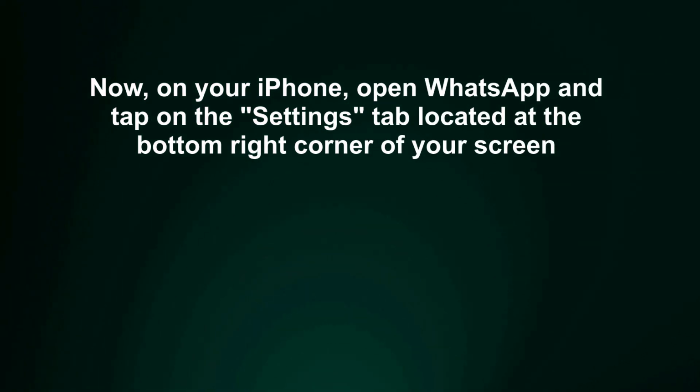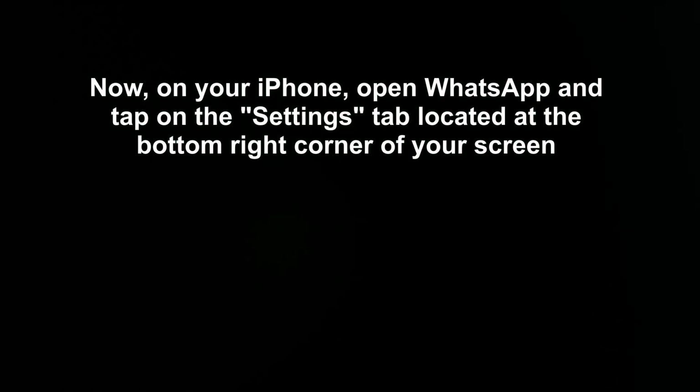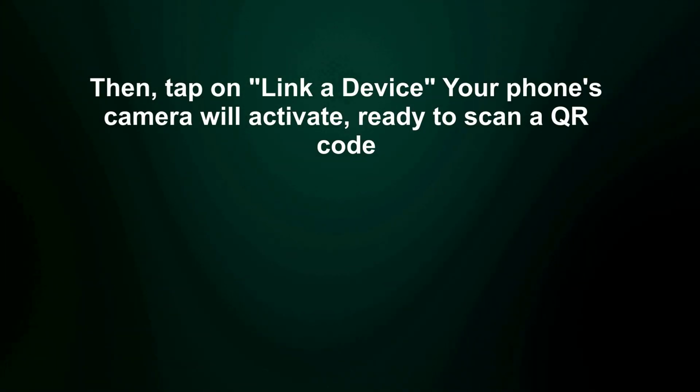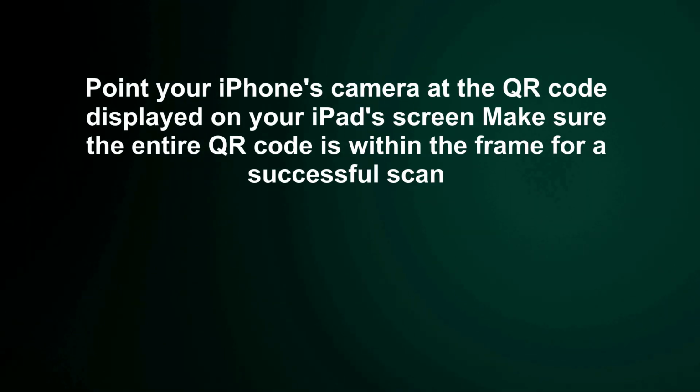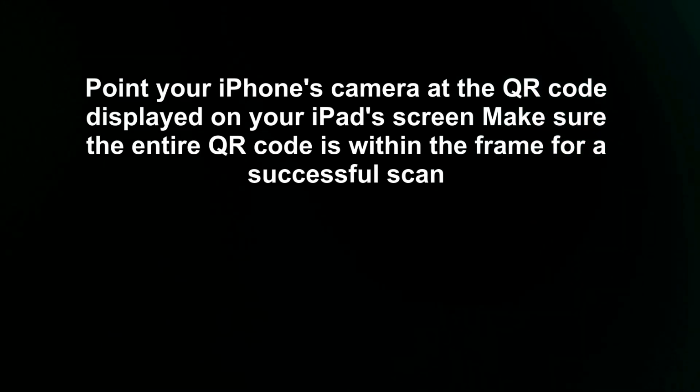Now, on your iPhone, open WhatsApp and tap on the Settings tab located at the bottom right corner of your screen. Within the Settings menu, select Link Devices. Then, tap on Link a device. Your phone's camera will activate, ready to scan a QR code. Point your iPhone's camera at the QR code displayed on your iPad screen. Make sure the entire QR code is within the frame for a successful scan.